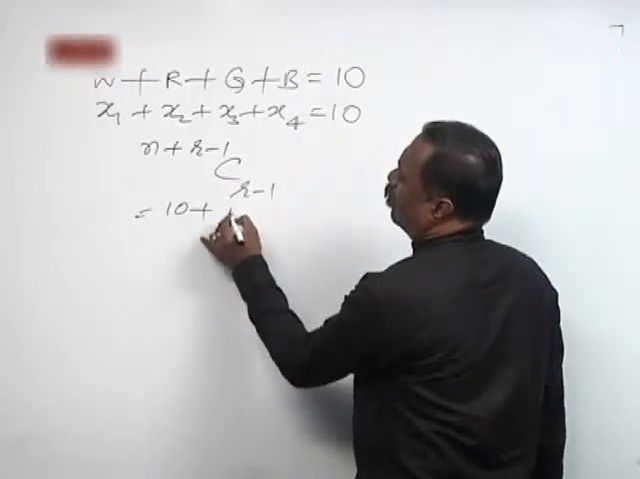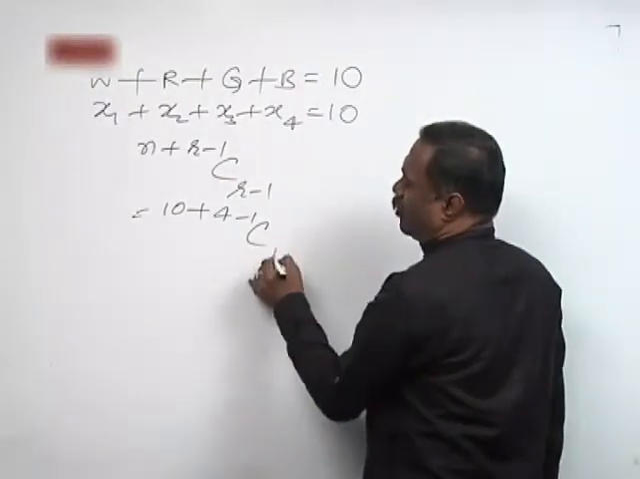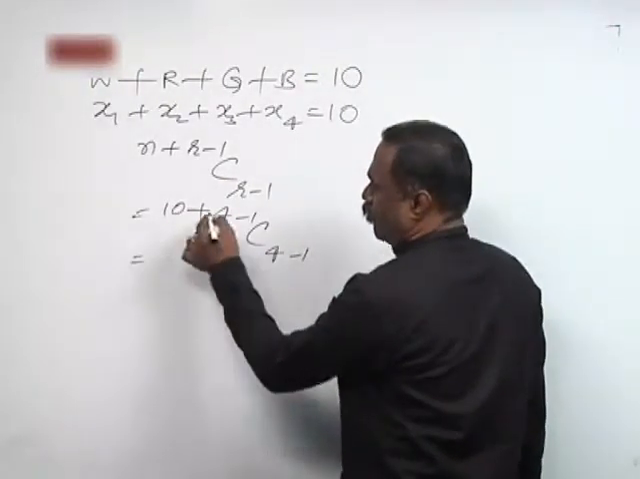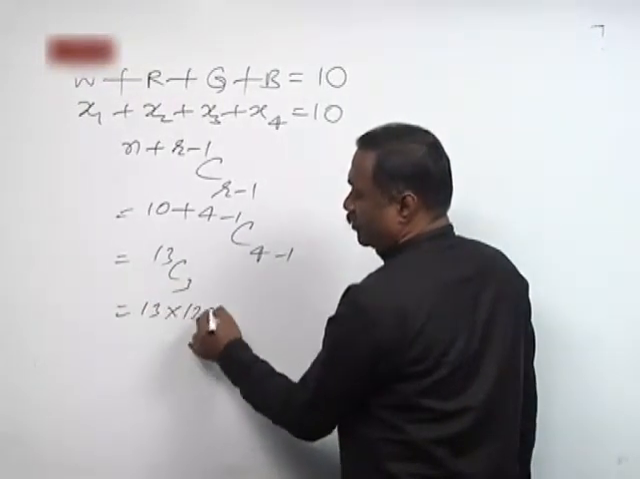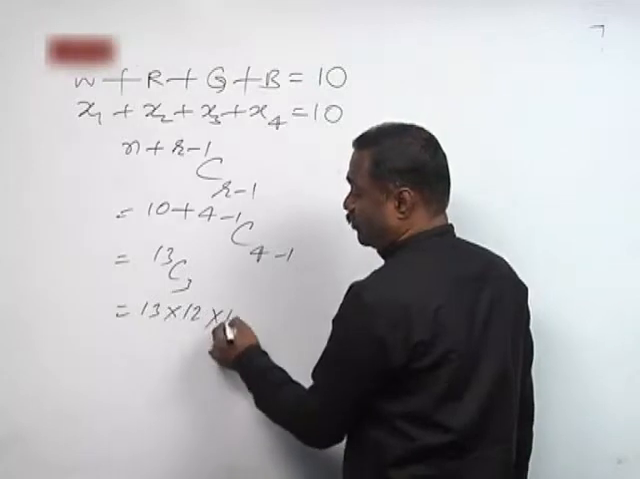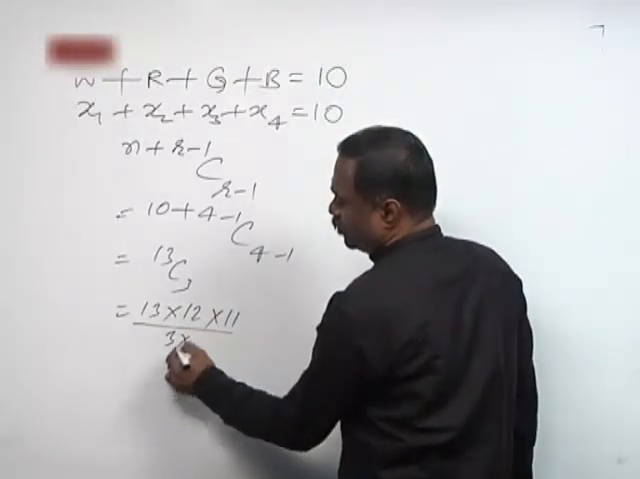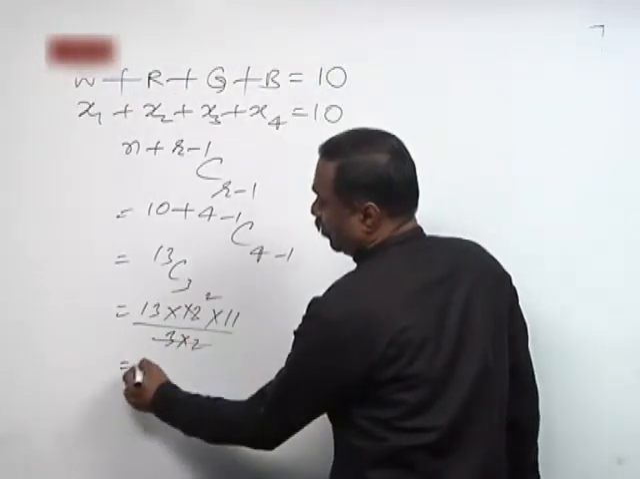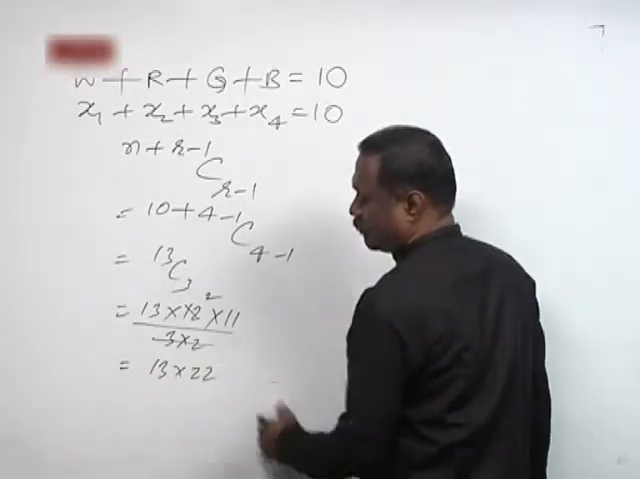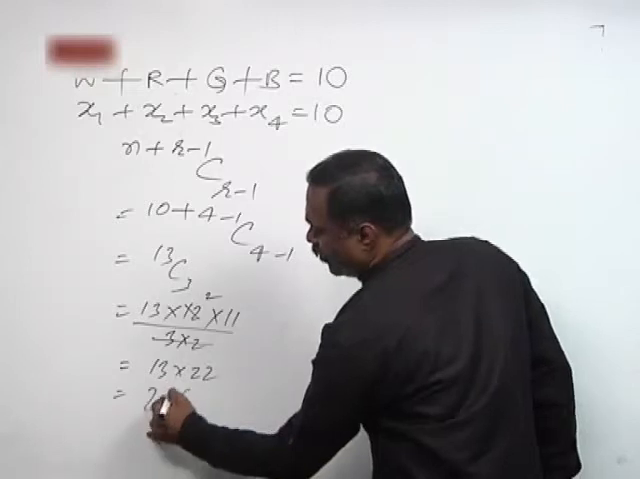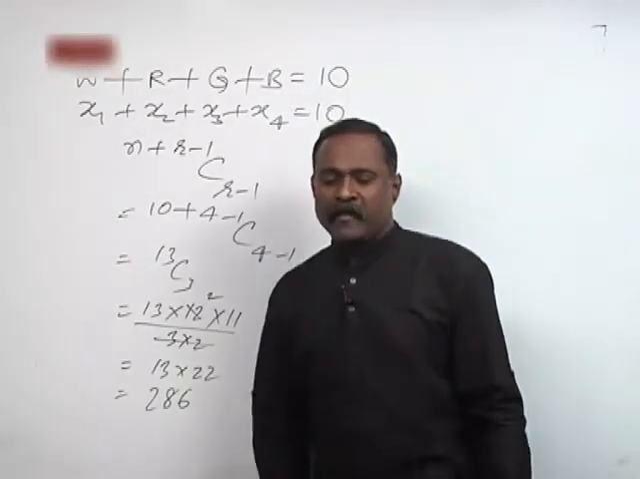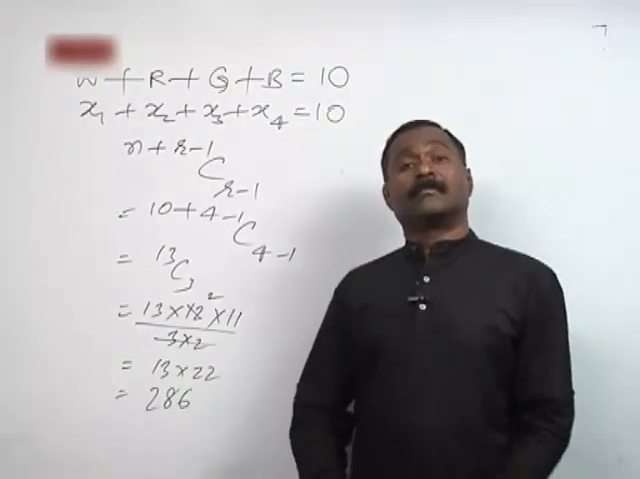Now, what is n here? 10 plus 4 minus 1 C 4 minus 1, which is nothing but 14 minus 1, 13C3, which can be simplified to be 13 into 12 into 11 upon 3 into 2, which is 2 times, and it is 13 into 22. If you simplify that, 286 should be your answer. Fourth option.